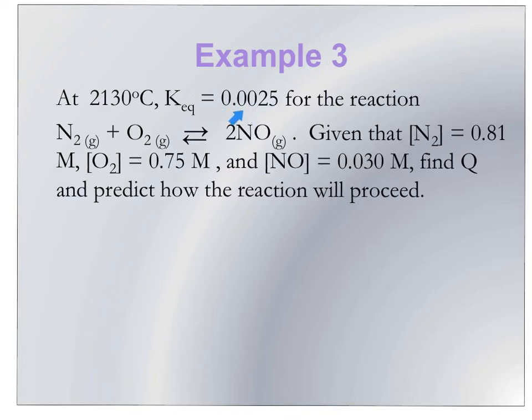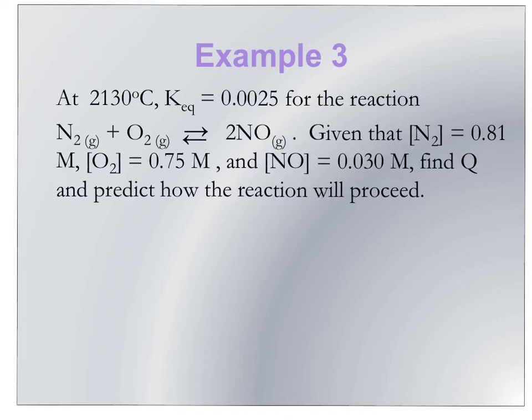What does this value of K tell us? Well, this is smaller than 1, so it tells us at equilibrium we have more reactants than we do product. So this reaction is reactant favored. All right, so they give us K, then they tell us, given that the concentration of N2, O2, and NO are given to us, we want to find Q, and also we want to predict how the reaction will proceed. So let's think about what they're asking us to do. They want us to find Q.